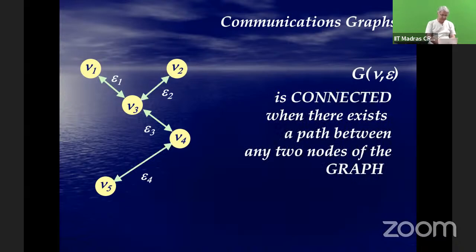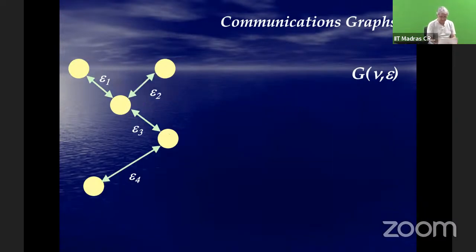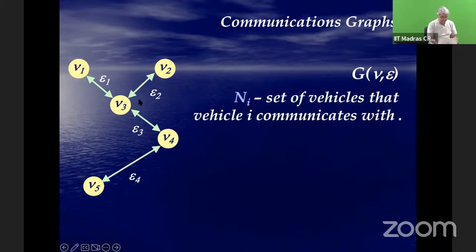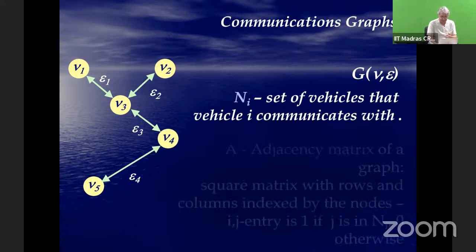The very important concept is that the graph is connected: given any two nodes, there's a path between them. So it's called a connected graph. Now, Ni is the set of vehicles that vehicle i communicates with. They are called a set of neighbors, because you don't want each vehicle to talk with all the other vehicles, maybe just to some of the neighbors.